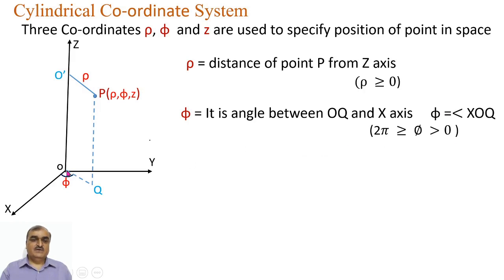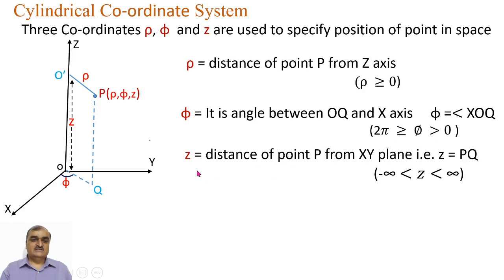If the point is in the xz plane, then the foot perpendicular is on the x-axis, and the value of phi is 0. As the point goes away, in the first quadrant it is between 0 and 90 degrees, in the second quadrant 90 to 180, the third quadrant 180 to 270, and the fourth quadrant 270 to 360. This way phi varies from 0 to 2 pi.